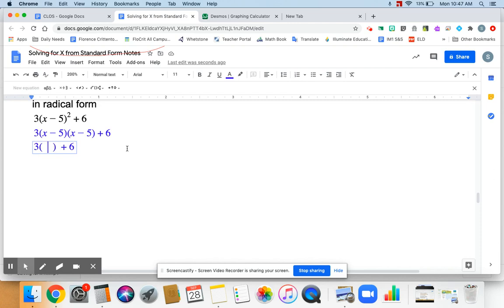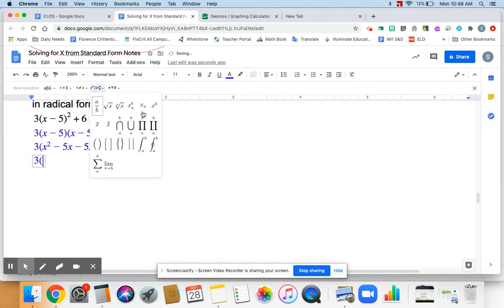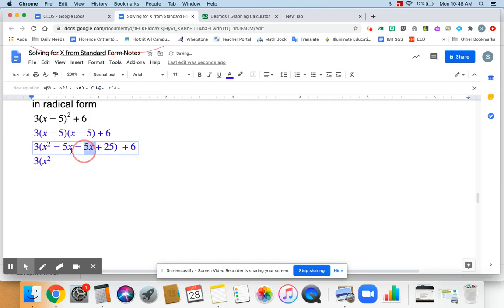So to do that, first, it's going to be this x times this x, which is going to be an x squared. Then x times negative 5 is negative 5 x's. I have to do this negative 5 times this x to get another negative 5 x's. Finally, negative 5 times the negative 5 at the end becomes positive 25. But I can't forget to combine my like terms. Negative 5x with another negative 5x becomes negative 10 x's. And then I still have my plus 6 at the end.